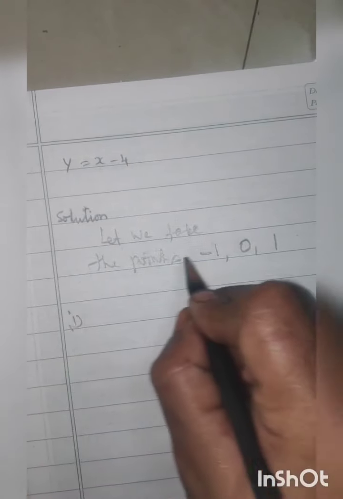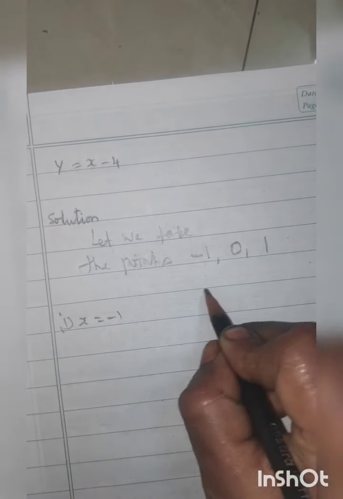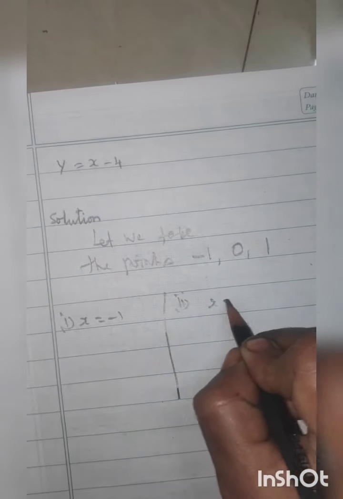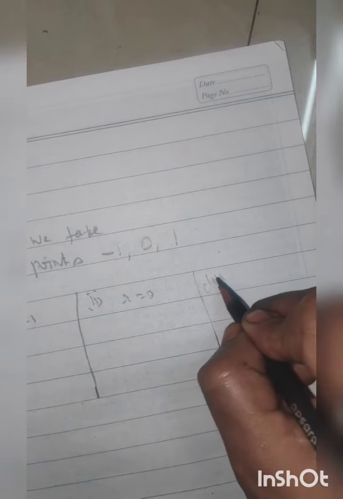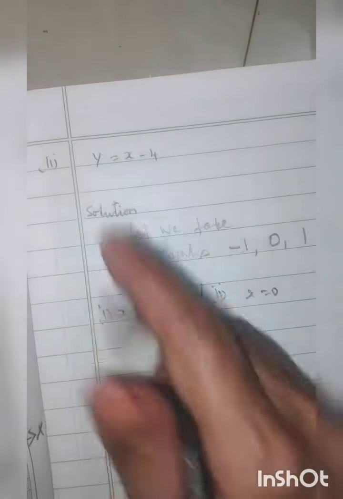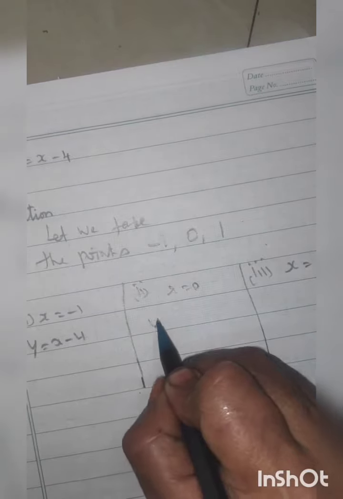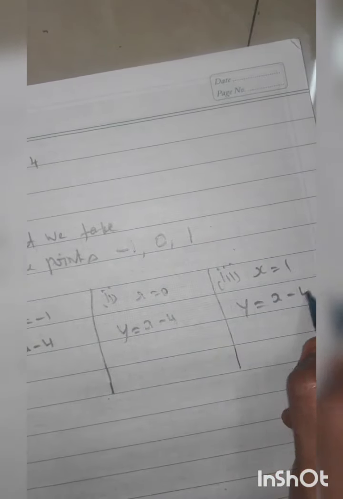First, selecting the x value: x equal to minus 1. Second, x equal to 0. Next, x equal to 1. You select these 3 numbers and write them in x. Next, write the equation: y equal to x minus 4. Write it for all 3. Y equal to x minus 4.